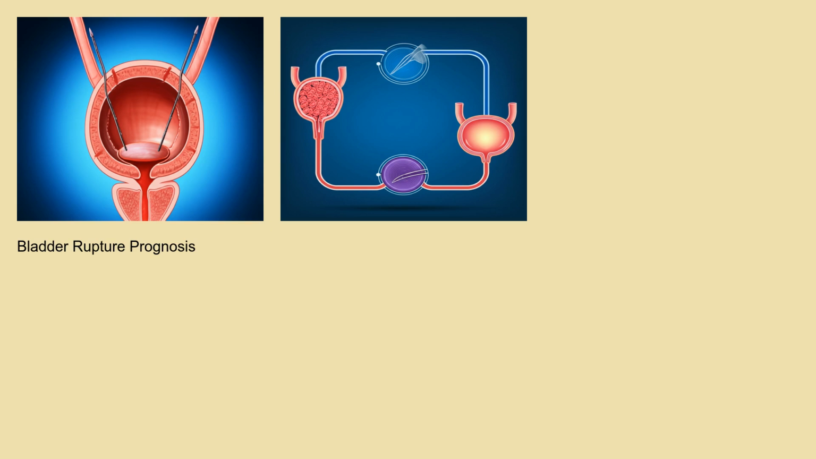The prognosis for bladder rupture is generally good with prompt and appropriate treatment. Most patients recover fully with surgical repair or conservative management. Potential complications include infection, urinary incontinence, and bladder dysfunction. Recent research focuses on improving diagnostic techniques and surgical approaches to minimize complications and optimize outcomes. Minimally invasive surgical techniques, such as laparoscopic or robotic-assisted repair, are being explored to reduce pain and recovery time.